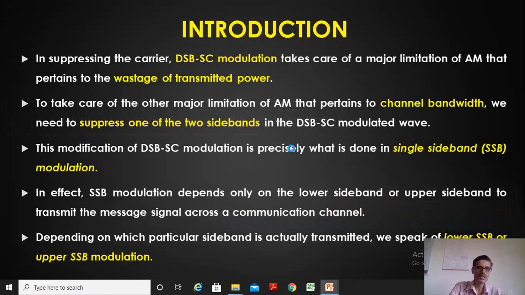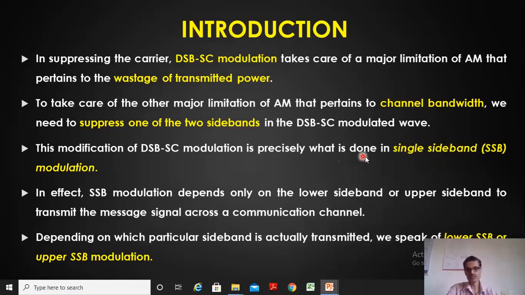Now, as I told earlier, the wastage of transmitter power, a limitation of AM, is overcome in DSB-SC. But the channel bandwidth, another limitation of AM, is the same in DSB-SC also, since the same bandwidth is required. But we can save this channel bandwidth by suppressing one of the two sidebands, either the upper sideband or the lower sideband. So this method is called the single sideband modulation method.